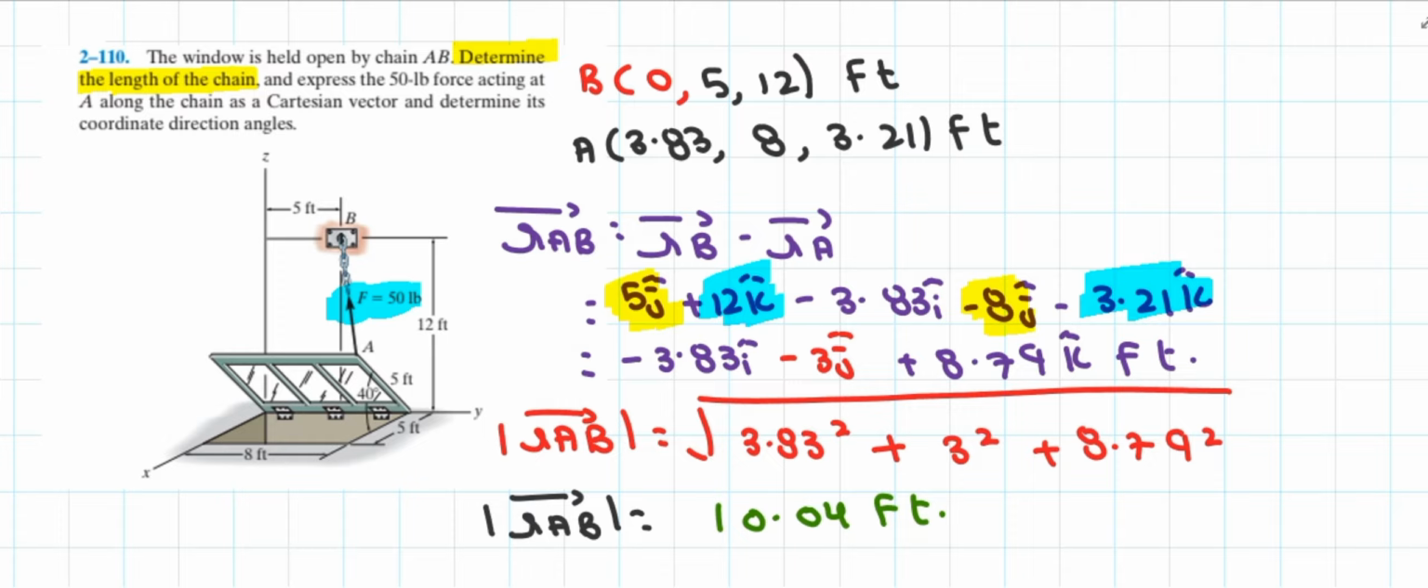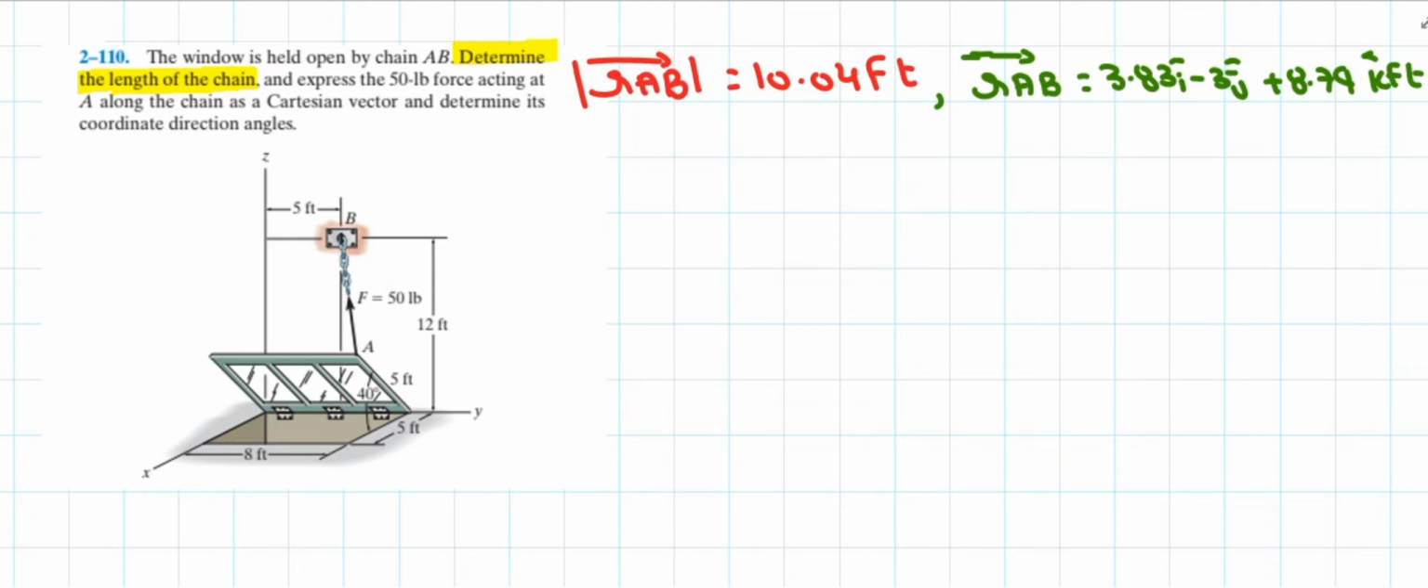Okay, that is 10.04 foot. So let's move to our next step, that is to convert the magnitude of the 50-pound force into the Cartesian form. So without any delay, let's start. Now let's move to our second agenda, to find out the Cartesian form.